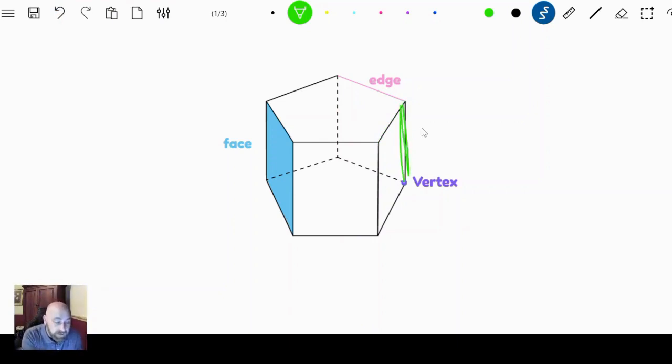Well, it would have one edge, two, three, four, and then we could do 5, 6, 7, 8, 9, 10, 11, 12, 13, 14, 15. So this shape has 15 edges, and different shapes will have different amounts of edges.